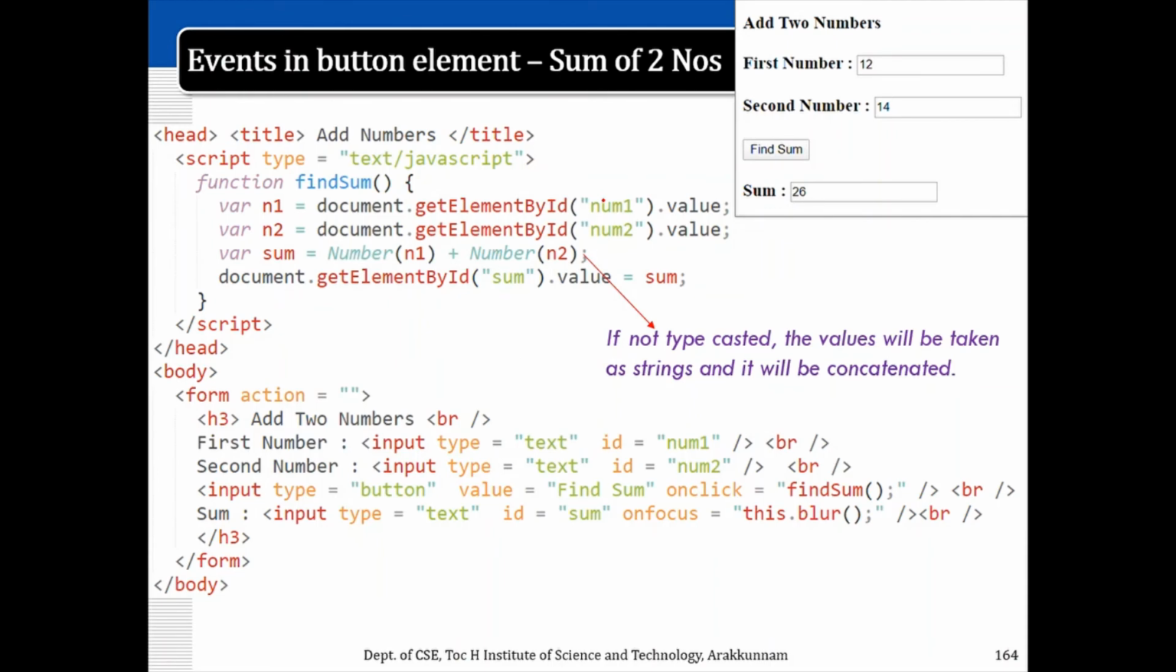This is another example for accessing elements, accessing the values from a text box and doing some operations based on that. This is a simple example of adding two numbers. So this is the form that I have. I have two input text boxes, first number and second number, and I have a button, find sum.